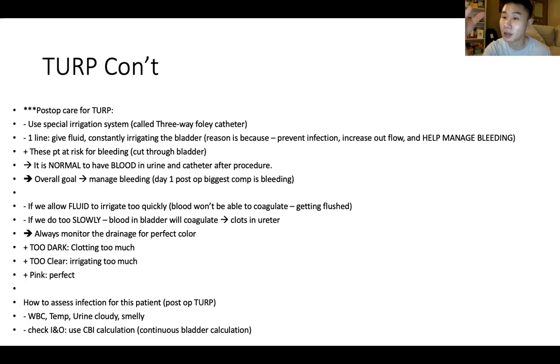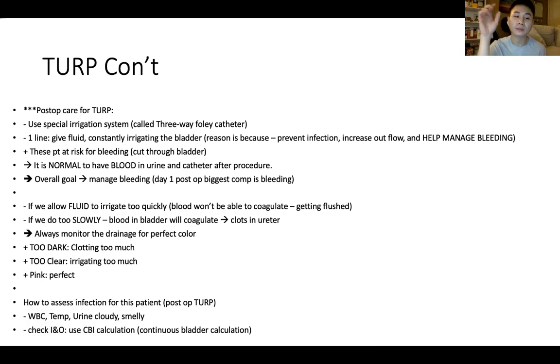And if there's a clot in the ureter, we cannot pee because it will obstruct the flow of the urine. Always monitor the drainage for perfect color. If it's too dark, clotting too much. If it's too clear, irrigating too much. The pink is the perfect color because remember, a little bit of blood is fine because we just cut through the bladder. It's a normal thing.